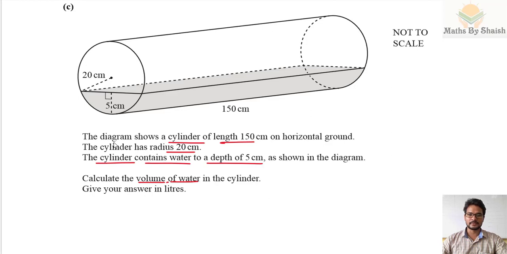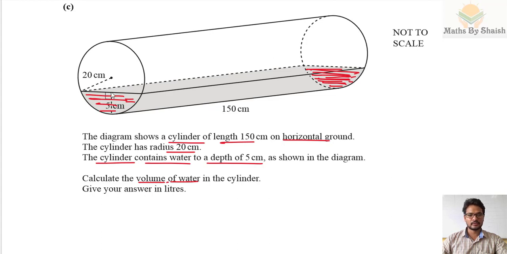where is the prism, and what is the prism? Prism means we have a regular cross section throughout and there is a fixed length. Since it is placed on the horizontal ground, this area is going to be the same as this area. The cross section area is going to be the same everywhere, and we have the length as 150 centimeters.